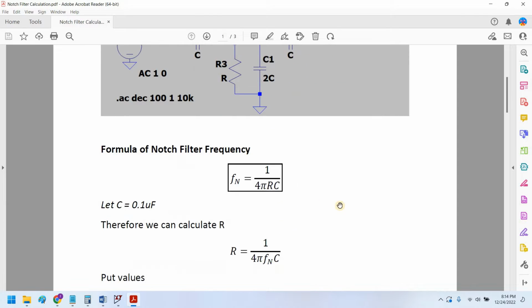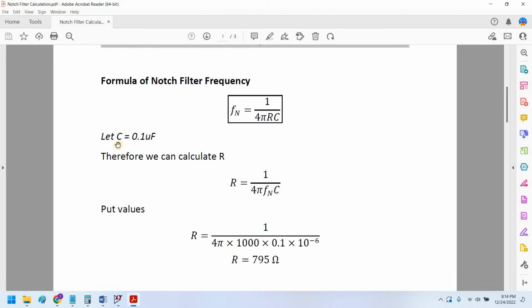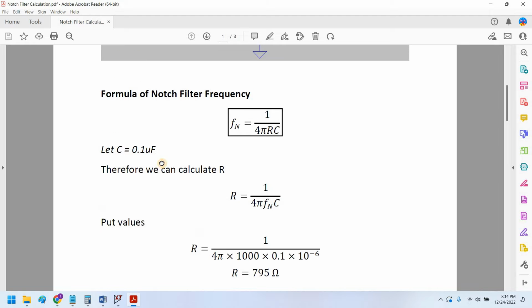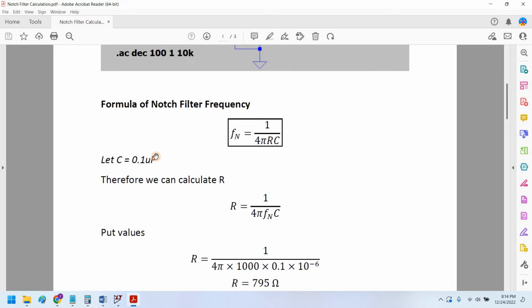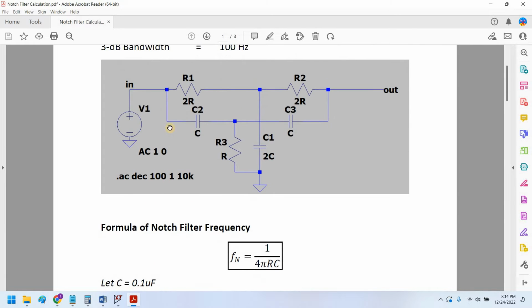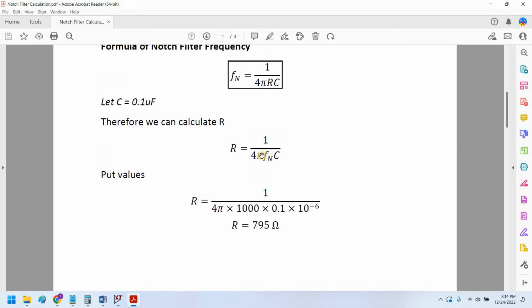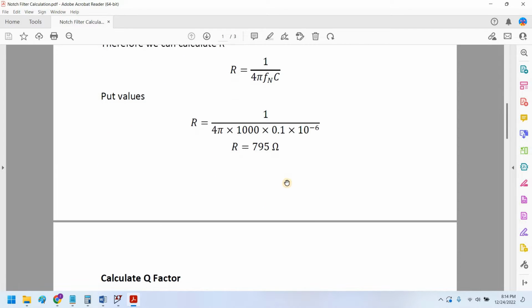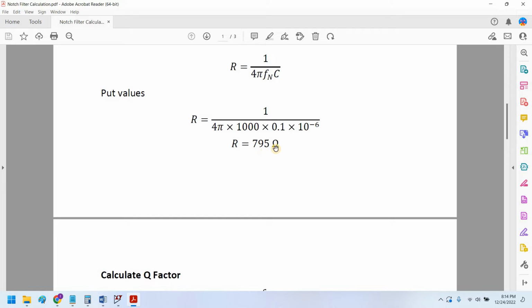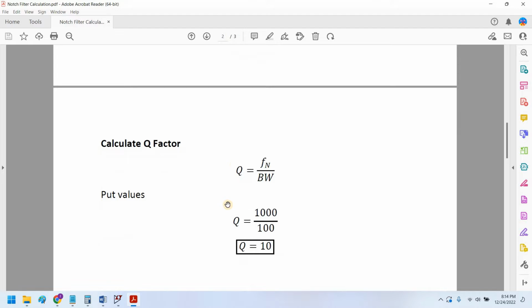So let's first of all consider C to be equal to 0.1 microfarad, that is 100 nanofarad. This is the most common value of capacitors being used in filter circuits. So now let's calculate the value of R. By rearranging the formula, we get R something like this. So we put in the values and we get the value of R to be equal to 795 ohms, or we can say it is 800 ohms.